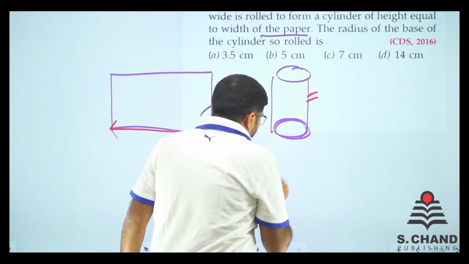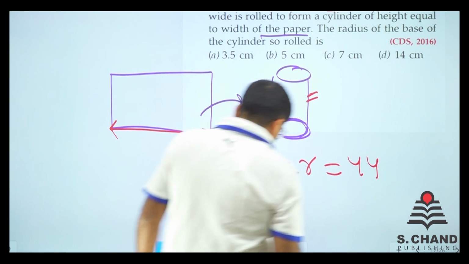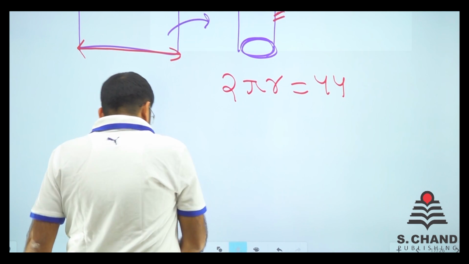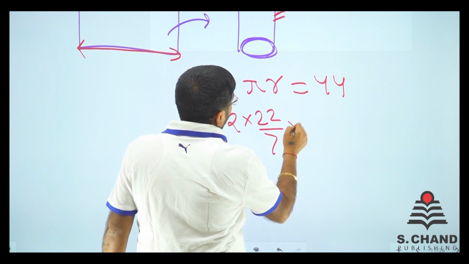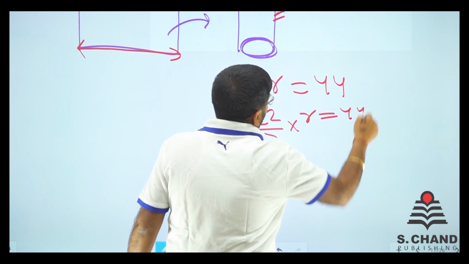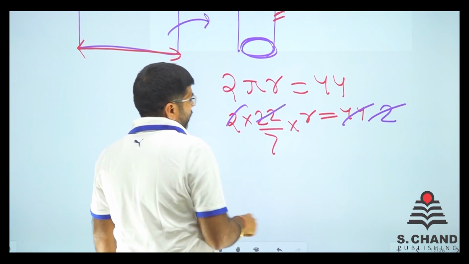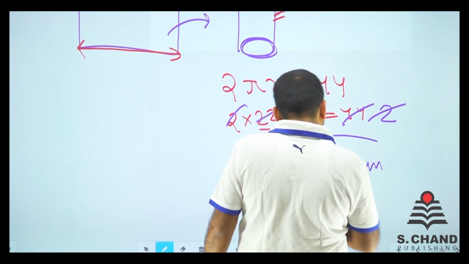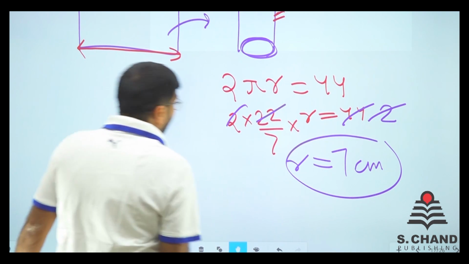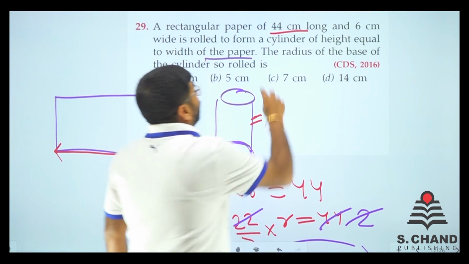What is the circumference of the circle? It is known as 2 pi r, and that is equal to 44, right? So if I go with 2 into 22 by 7 into r is equal to 44, we calculate this and r is equal to 7 centimeter. That is the answer, my dear friend. I don't think that was a big question, but yes, it was a tricky question if you understand.